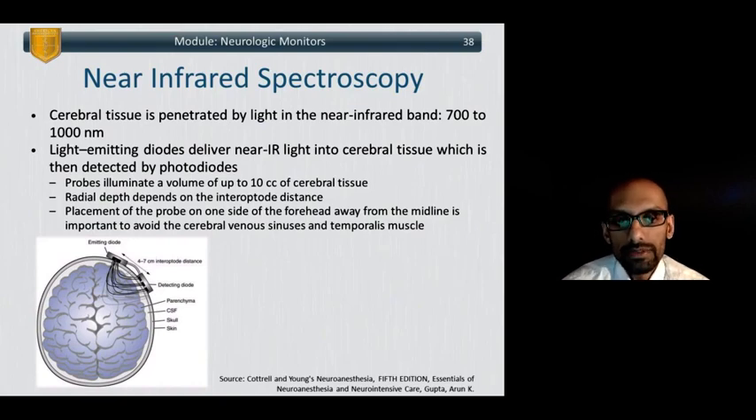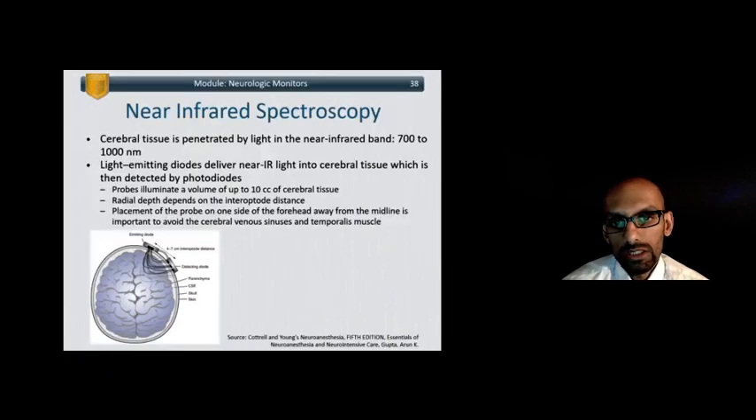Near-infrared spectroscopy. Although this has been referred to as a pulse ox for the brain, it involves a little bit more than your conventional simple pulse oximeters. Overall, cerebral tissue is penetrated by light in the near infrared range, about 700 to 1,000 nanometers, and light-emitting diodes deliver that light into cerebral tissue, which is then detected by photodiodes, a receptor. The probes illuminate a volume of about 10 cc's of cerebral tissue, and the radial depth depends on the interoptode distance, which is this distance right over here.